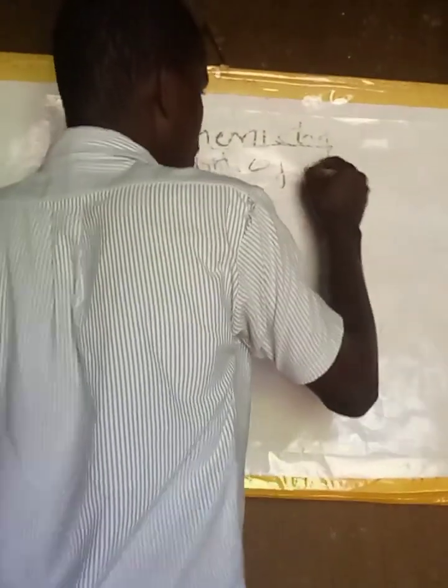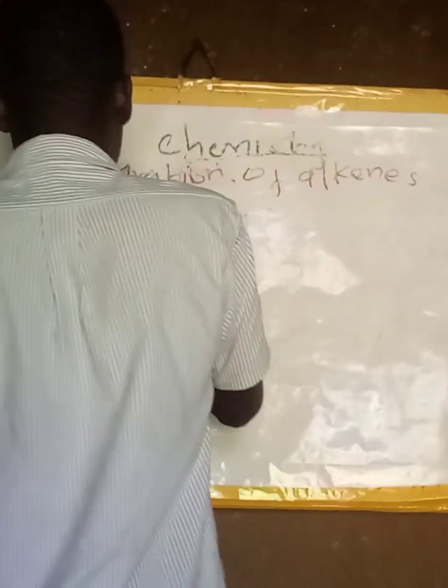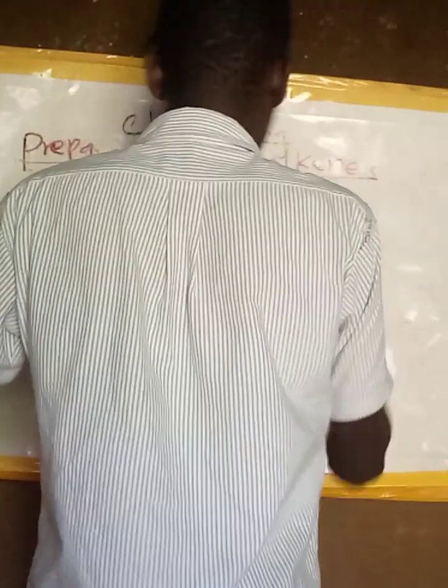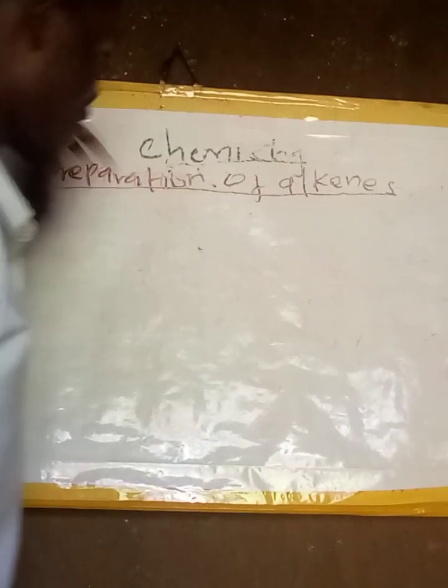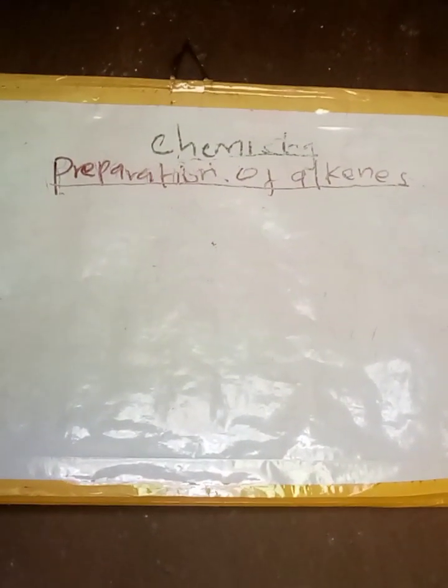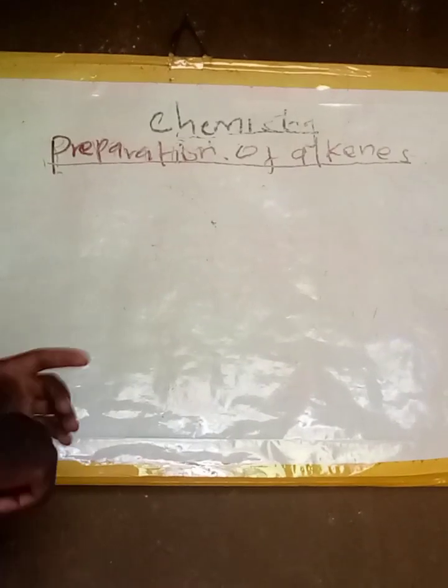Preparation of alkenes. We want to prepare alkenes in the lab. So we normally have two methods of preparing alkenes. Don't confuse preparing alkenes with alkenes.